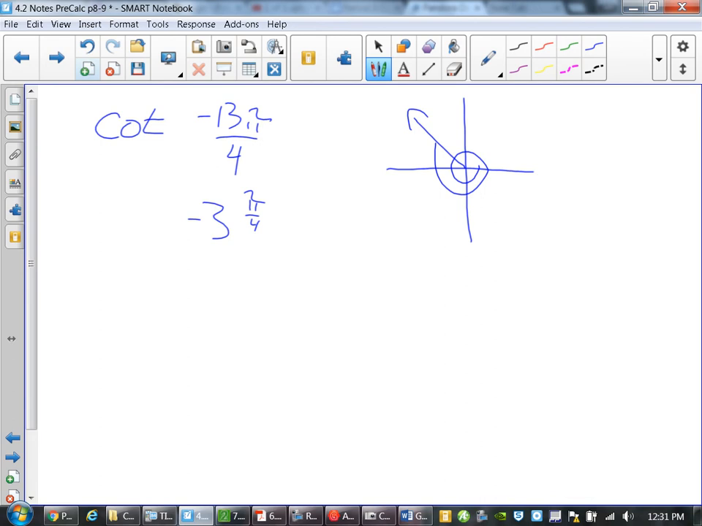Oh, I went the wrong way. Pi over 4s are always reference angles of 45 degrees. Now, when you have the 45-degree angle, the tangent and the cotangent are always going to equal what? 1. Tangent of 45 is always 1 because it's opposite over adjacent. Cotangent would be adjacent over opposite. It's still going to equal 1. But in the second quadrant, is cotangent going to be positive or negative? Negative. So your answer here is -1.